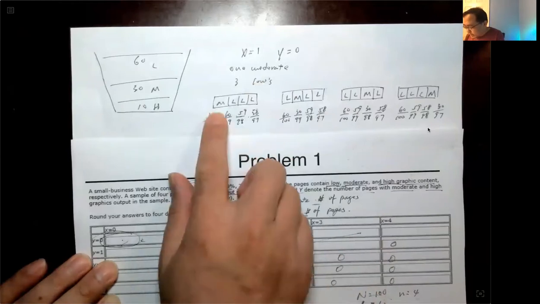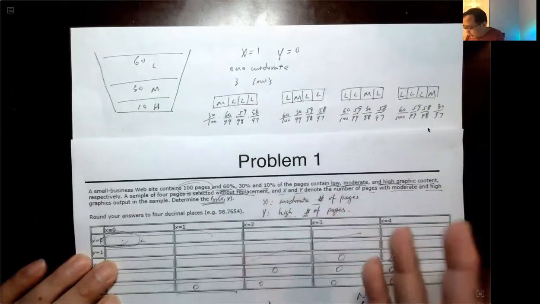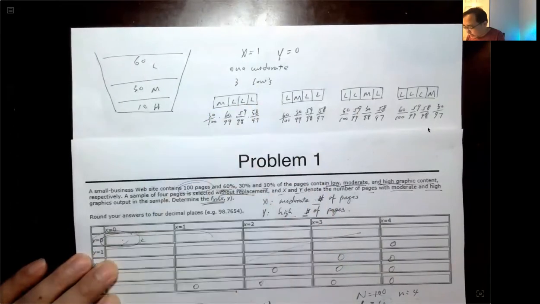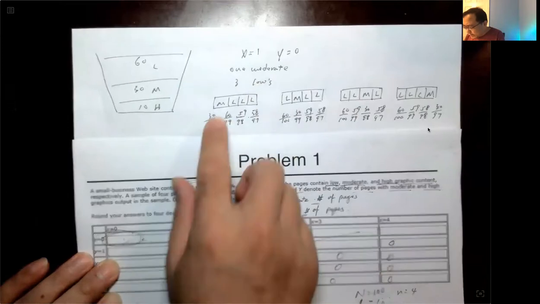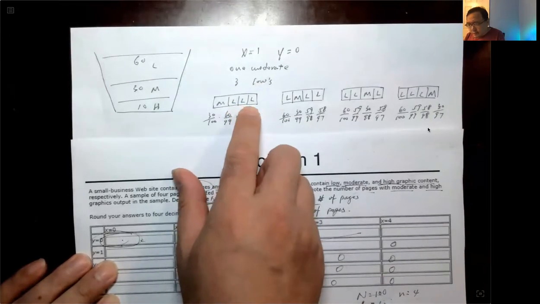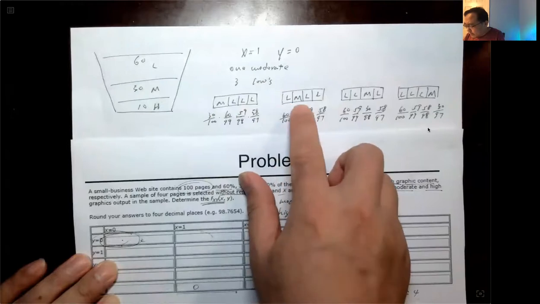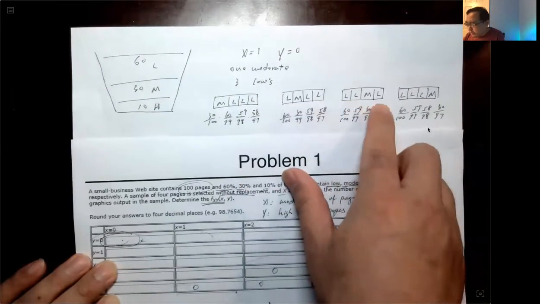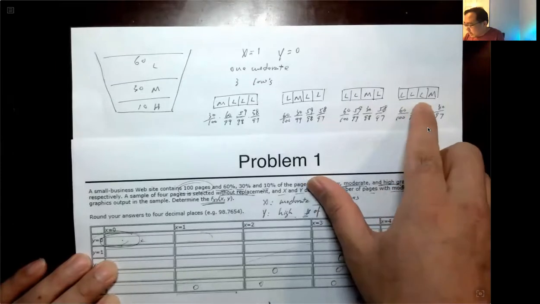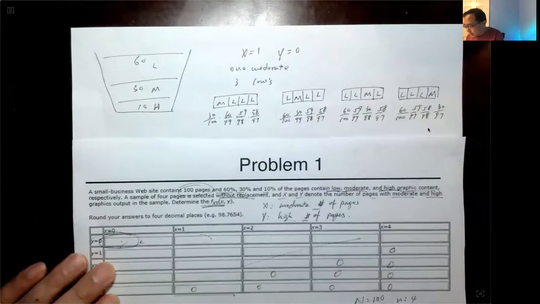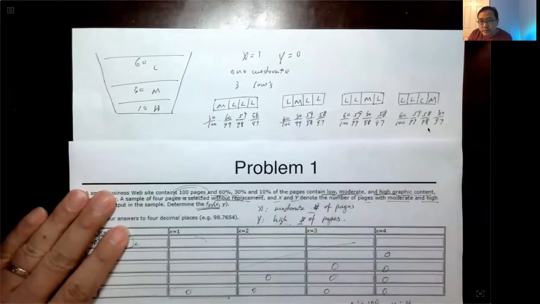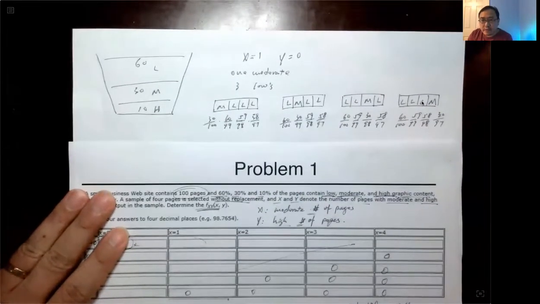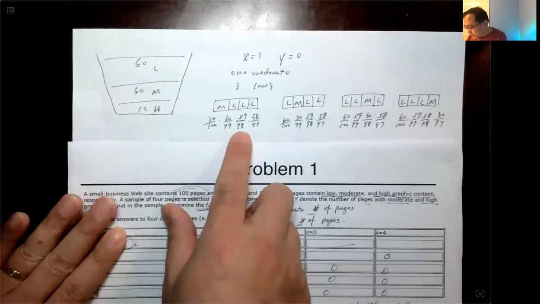So how could they be arranged? I mean, three pages have low graphic content and one page has moderate graphic content. How many combinations could there be? It could be M L L L, L M L L, L L M L, and L L L M, right? You could have those combinations, but how are we going to figure out the probability for each combination?